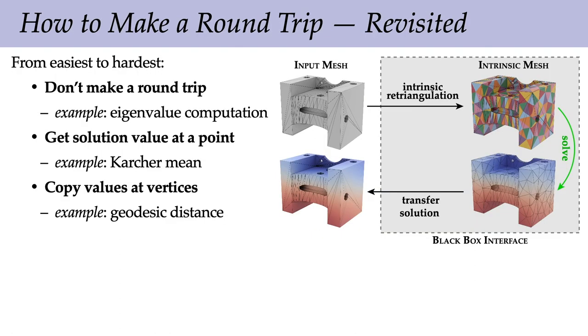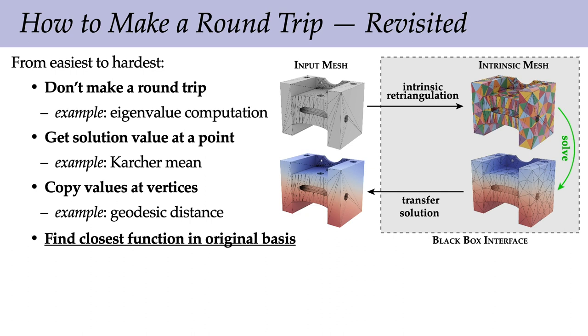And one last point here. Remember I talked earlier about how we might transfer data from an initial mesh to the intrinsic domain and back. Just copying back values at vertices already works pretty darn well, and it was what we did in every example you just saw. But if you put on your finite element hat, you might find this to be a very unsatisfying solution.